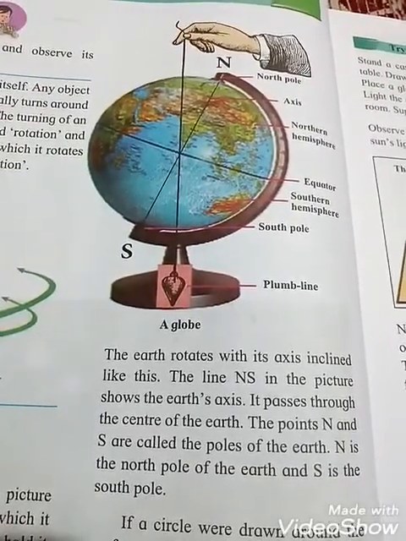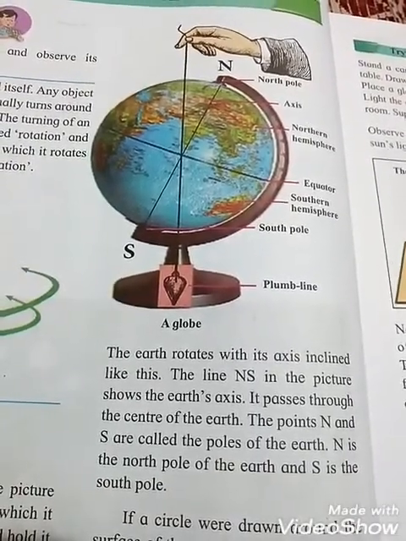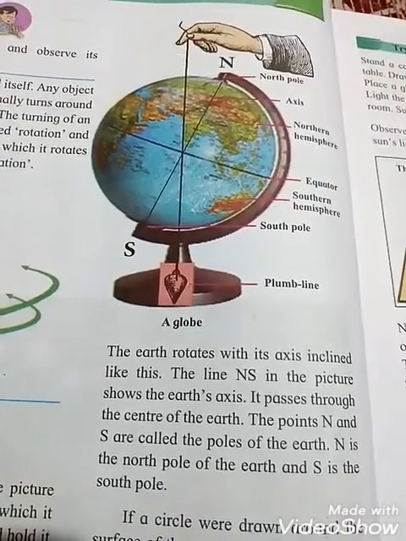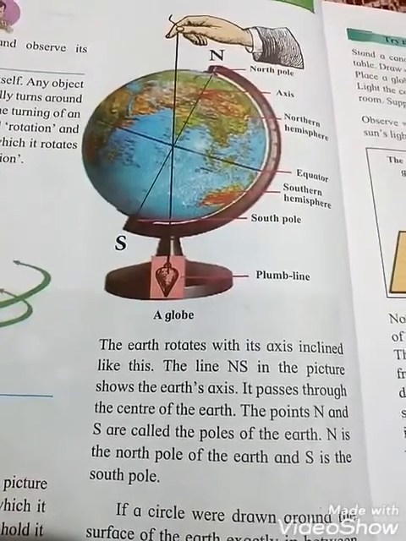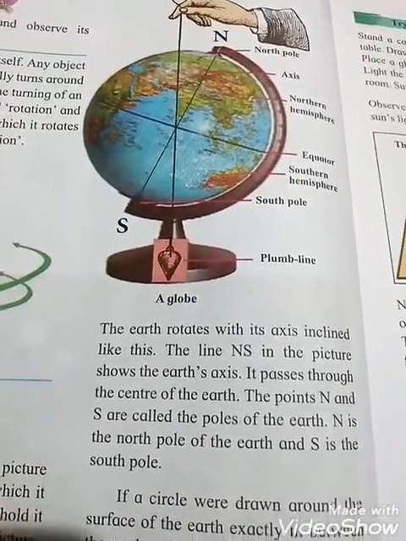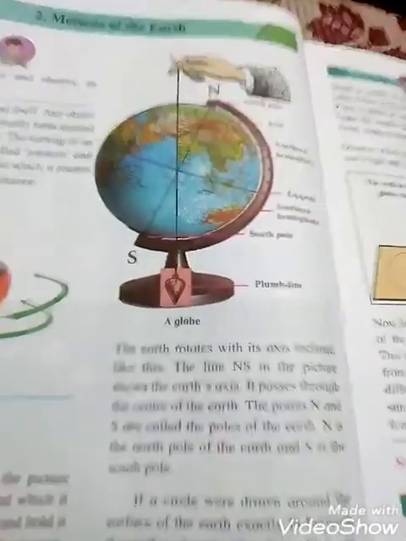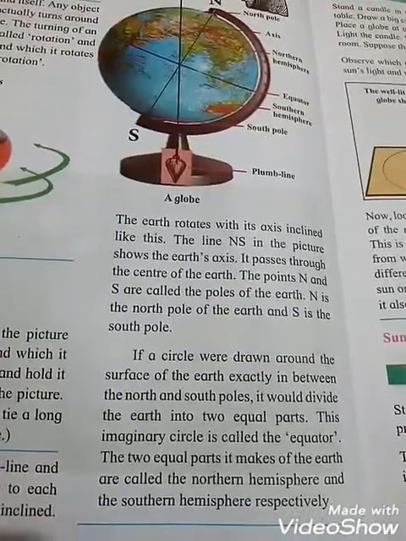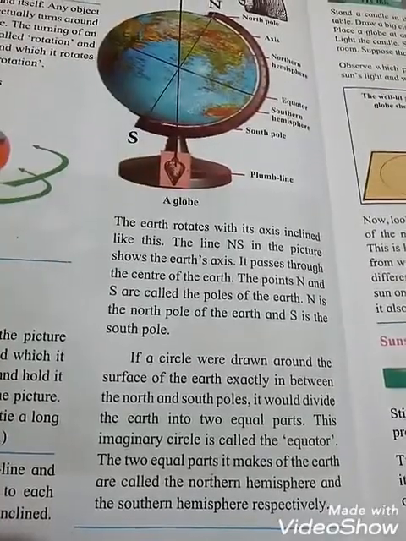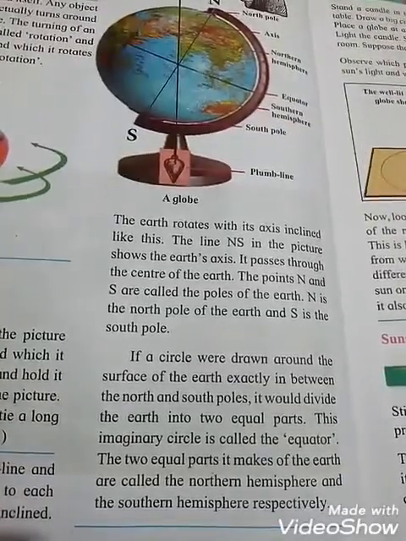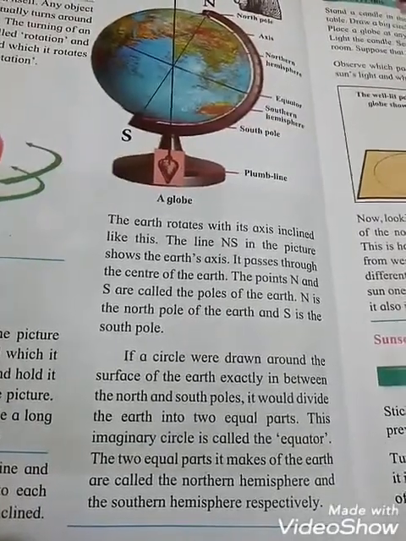The points N and S are called the poles of the earth. N is the north pole of the earth and S is the south pole of the earth. See the picture, shown very clearly. See the globe. If a circle were drawn around the surface of the earth exactly in between the north and south poles, it will divide the earth into two equal parts. This imaginary circle is called the equator.